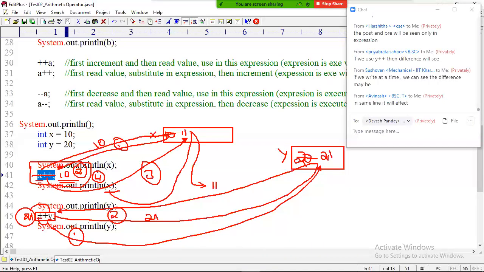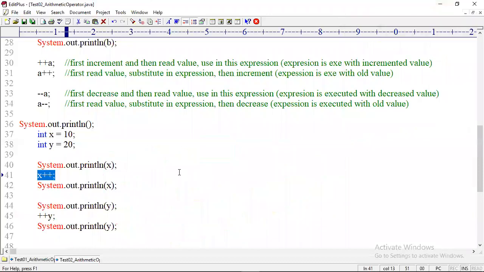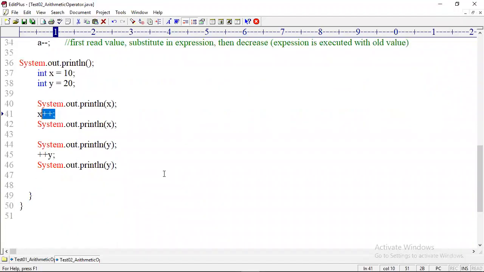So what is the point now? If you want to see the effect of post-increment and pre-increment operators, you must use them with another expression. It should not be a single statement. You must use it in another expression, then you will get the effect. The same points I am explaining with pre-increment and post-increment are applicable for pre-decrement and post-decrement. Is it clear? I am not going to cover both. I am covering increment, you practice with decrement.